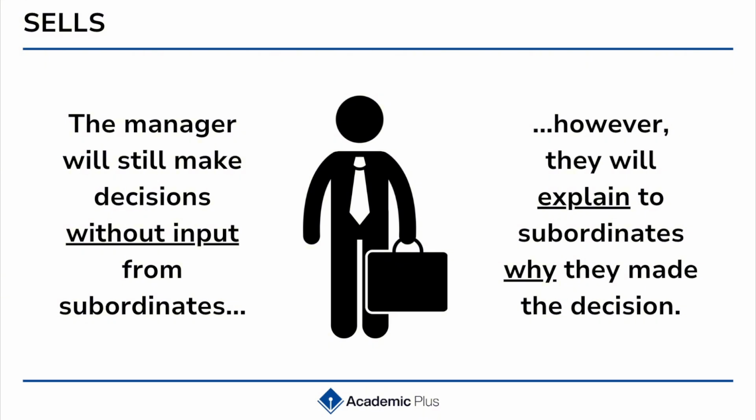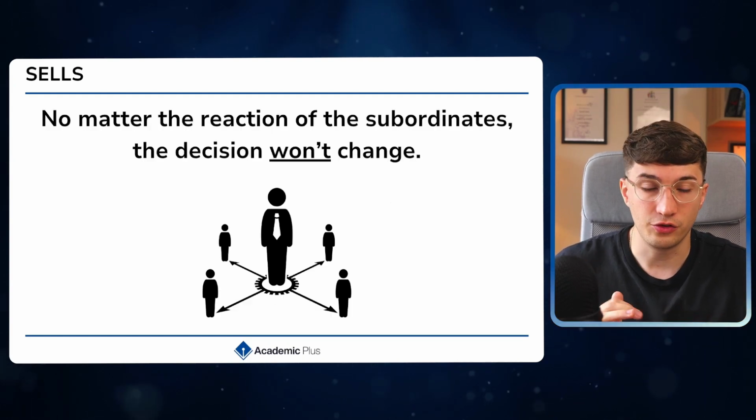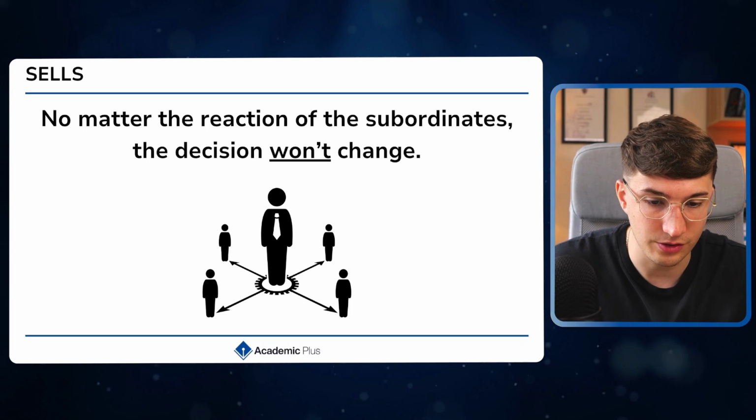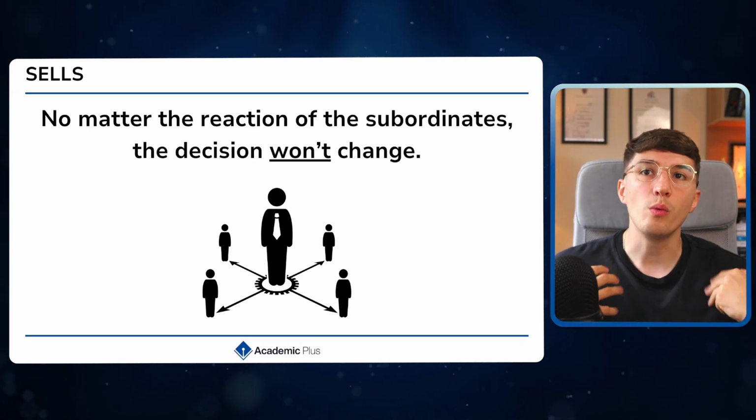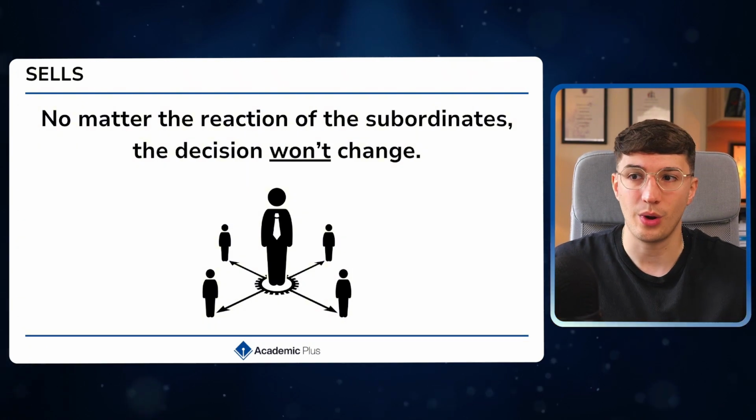And this sells approach attempts to overcome resistance through discussion and persuasion. So no matter the reaction of the subordinates, whether they like the decision or not, it still won't necessarily change the outcome. So we are still in that autocratic way.